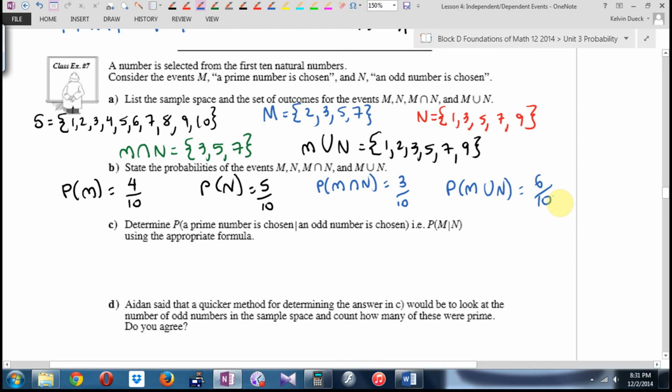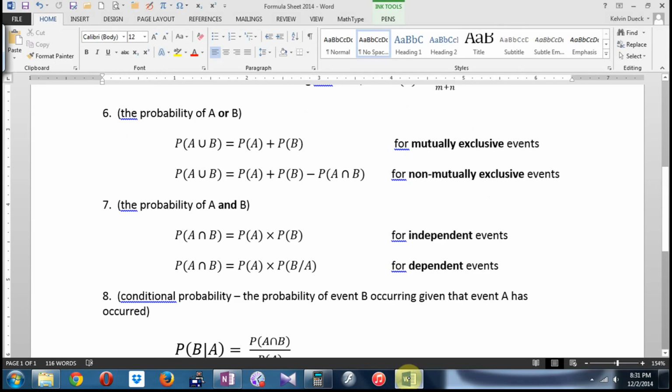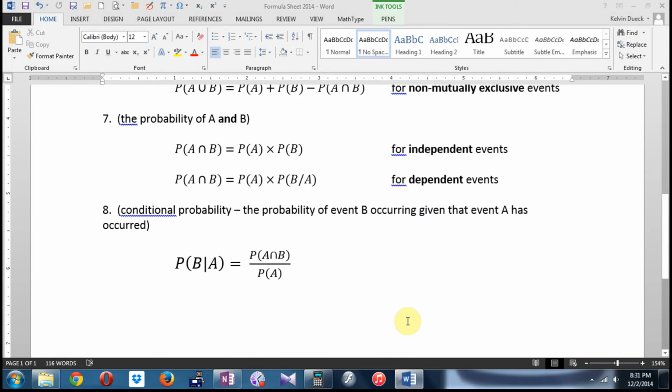All right. Find the probability that a prime number is chosen given that an odd number. Find the probability of M given N. Now what you're looking at is this particular formula right down here, formula number 8. I get the letters confused. Here's what I know. This is the probability of and both divided by the given one, the second one. This one is the one that goes on the bottom. That's how I memorize this formula. That's how I understand it.